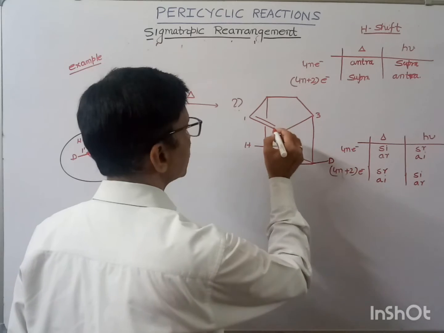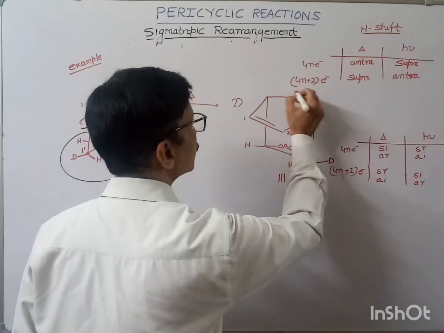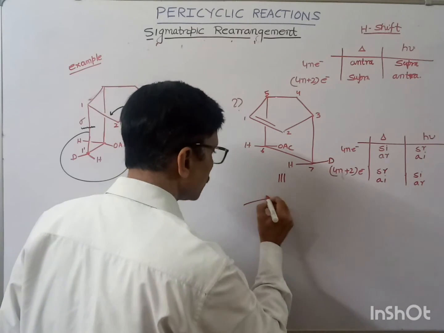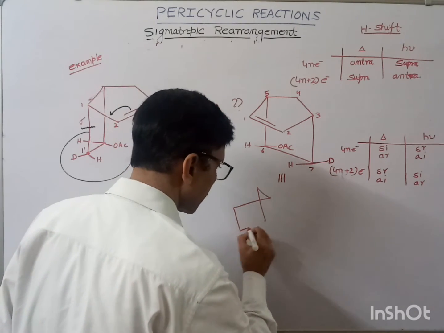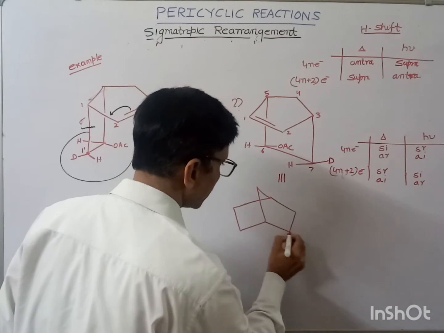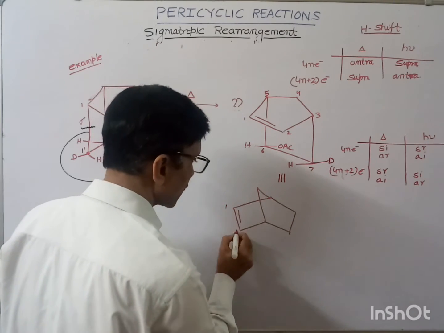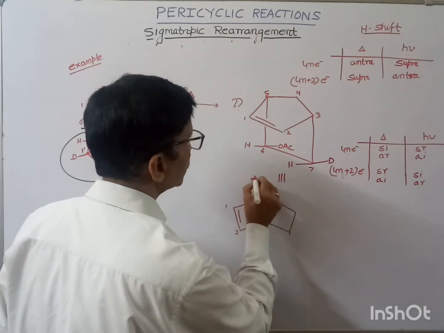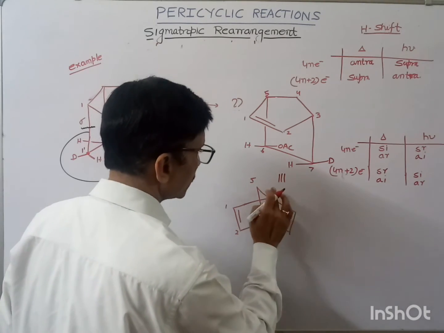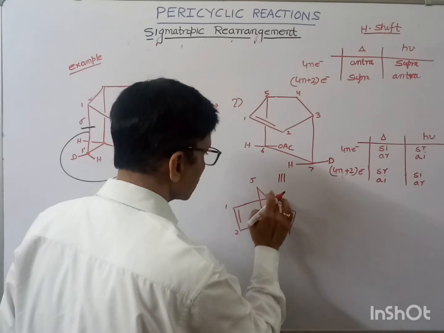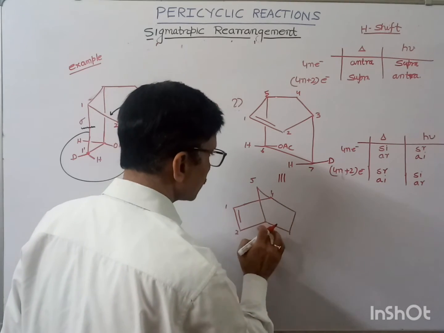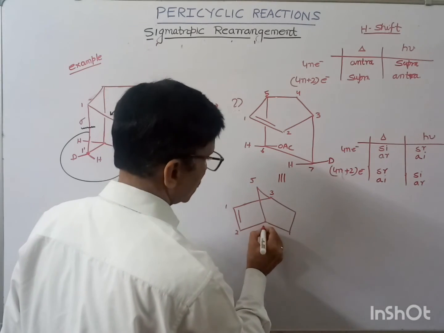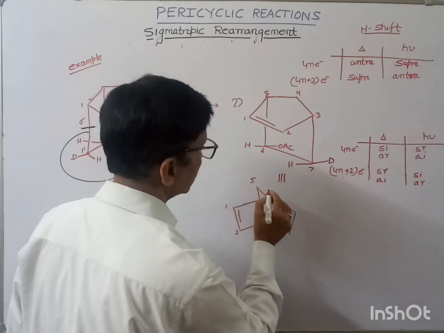Suppose this is 1, 2, 3, then 4, 5, and suppose this is 6, this is 7, and we may show it in another manner like this. Suppose this is our first carbon, second carbon, and this is the third one, fourth and fifth, and from the fifth, this is first, second, and suppose this is third, this is fourth, and this is the fifth one.